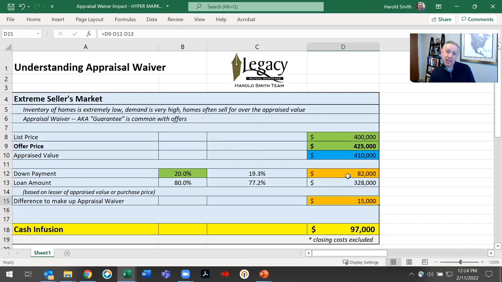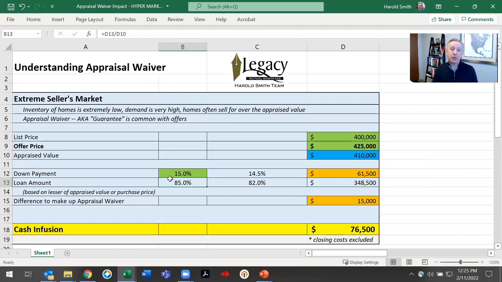Now, some people see that and they go, oh boy, that's scary. Well, there's a couple of simple solutions that lenders use. We use it all the time and we explain it to clients. We could decrease the down payment. Watch this. I'm going to change it from 20% down to 15% down. Watch the cash infusion. 76,500. It's lower than what they already were anticipating.